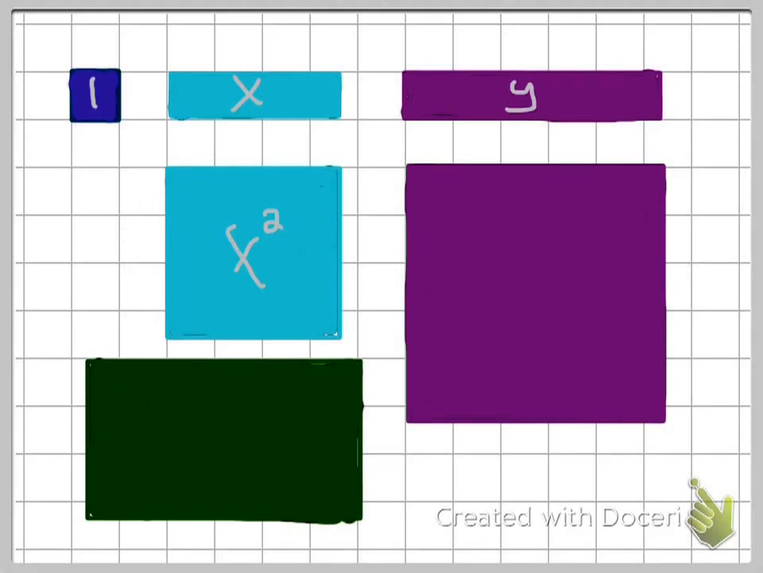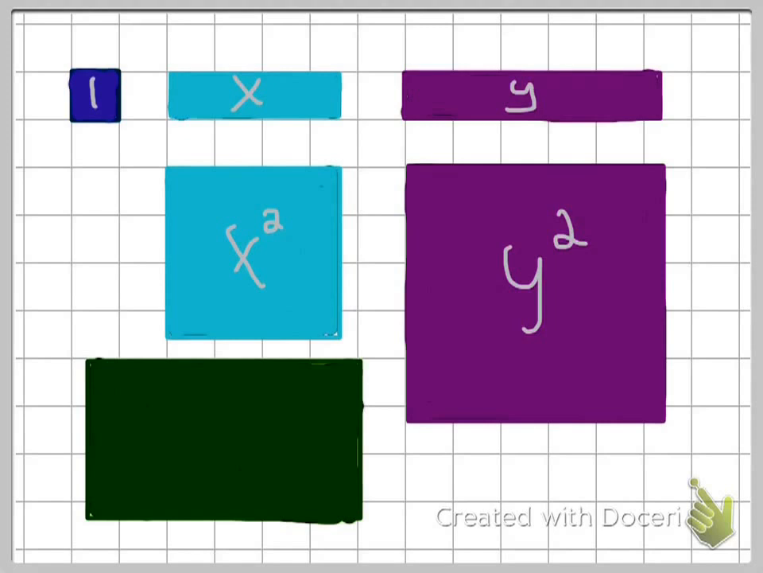Then we have this big ginormous purple tile, and this big purple tile we often call the y squared tile. And it's for the same reasons. If you were to measure how long this side is, you'd say it's probably y long. And if you were to measure how long the bottom is, you'd probably say it's y long. So it's a y by y square. And a y times a y is a y squared. So that's where it gets its name.